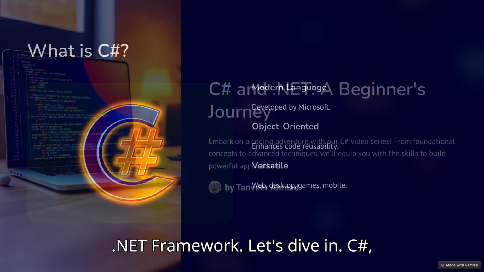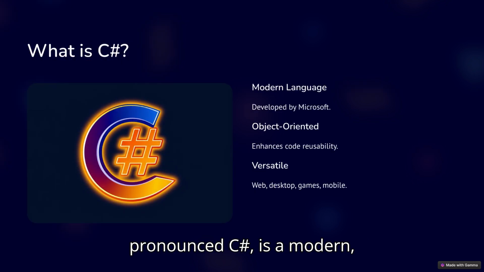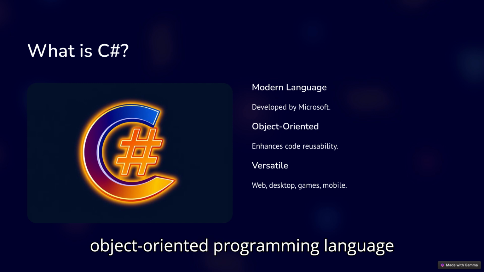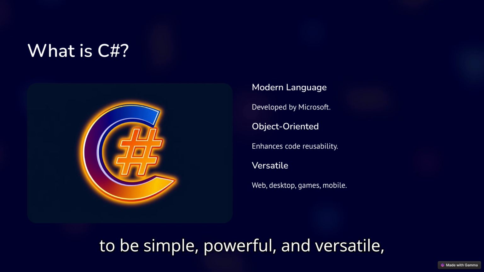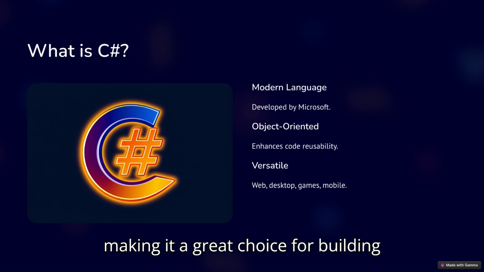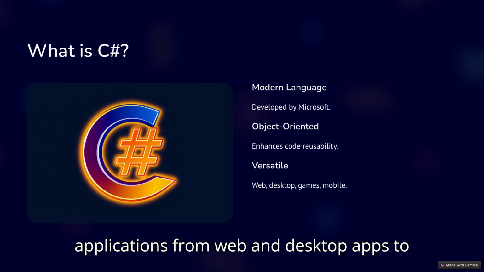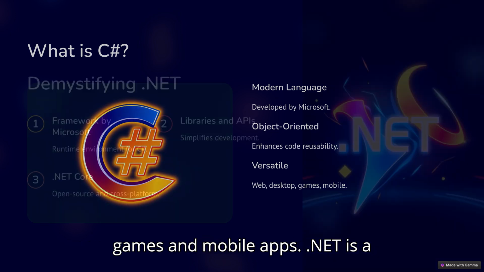Let's dive in. C-sharp is a modern, object-oriented programming language developed by Microsoft. It was designed to be simple, powerful, and versatile, making it a great choice for building applications, from web and desktop apps to games and mobile apps.